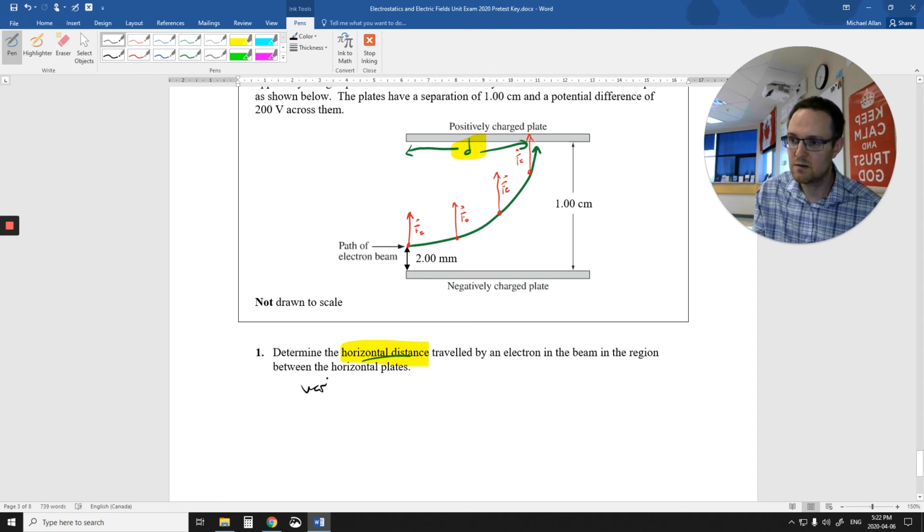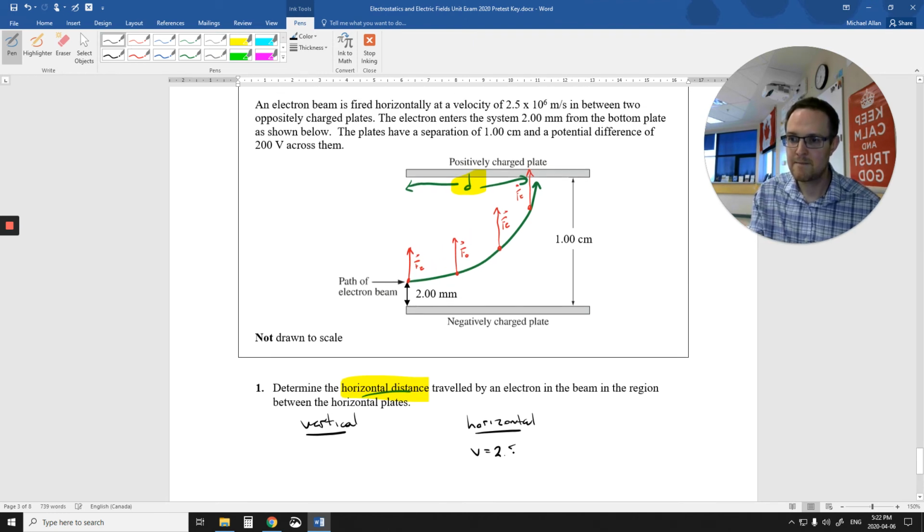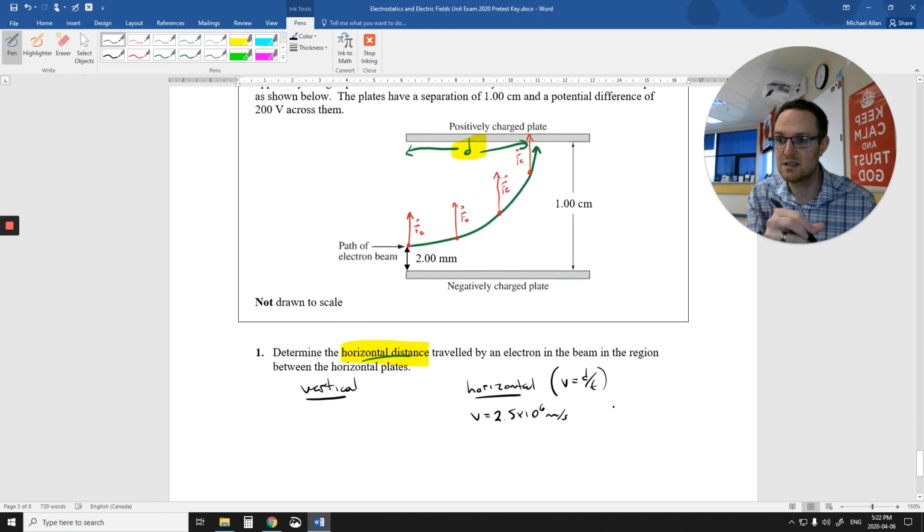So what I know, I'm going to just create a little table for this two-dimensional question. On the horizontal side, my speed is, scroll up here, 2.5 times 10 to the 6. And I didn't put an initial or final because the speed remains constant. Because the speed remains constant, I can only use this one formula. There's no acceleration. So I have to use v is equal to d over t. But over here, I do have acceleration. So I probably want to put it here, my acceleration is not 0 in my vertical direction because there's a force there.